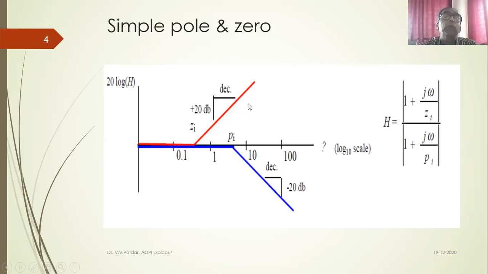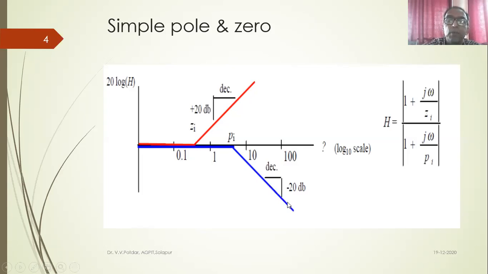Okay. Now, there's one more thing we have to remember, friends. For simple pole or simple 0, let us say simple 0. Where from should I start my simple 0 plot? At what frequency should I start my simple 0 plot? Now this frequency at which I am starting my simple 0 plot is called the corner frequency. Now this blue line corresponds to magnitude plot for simple pole.